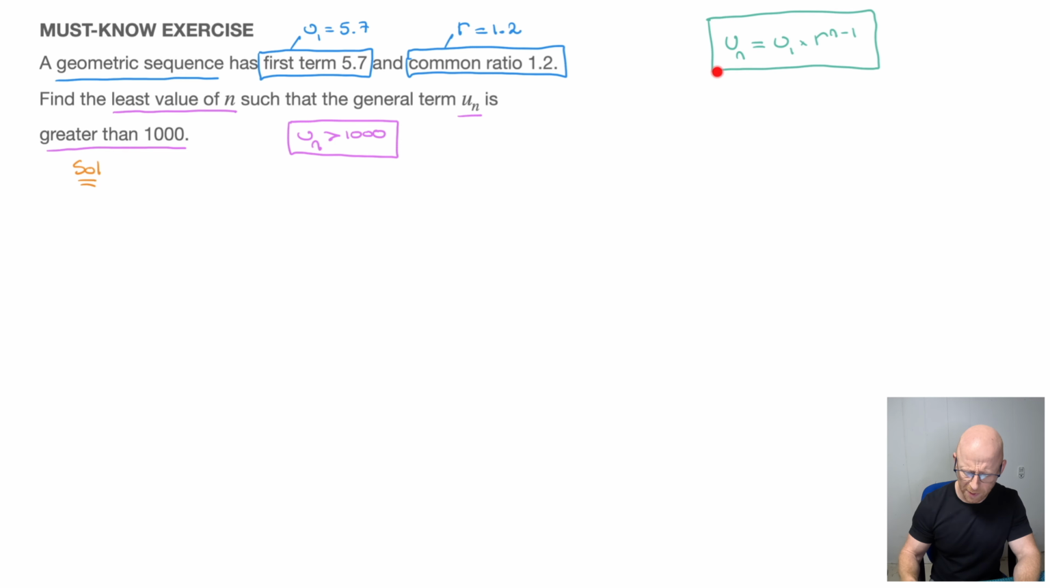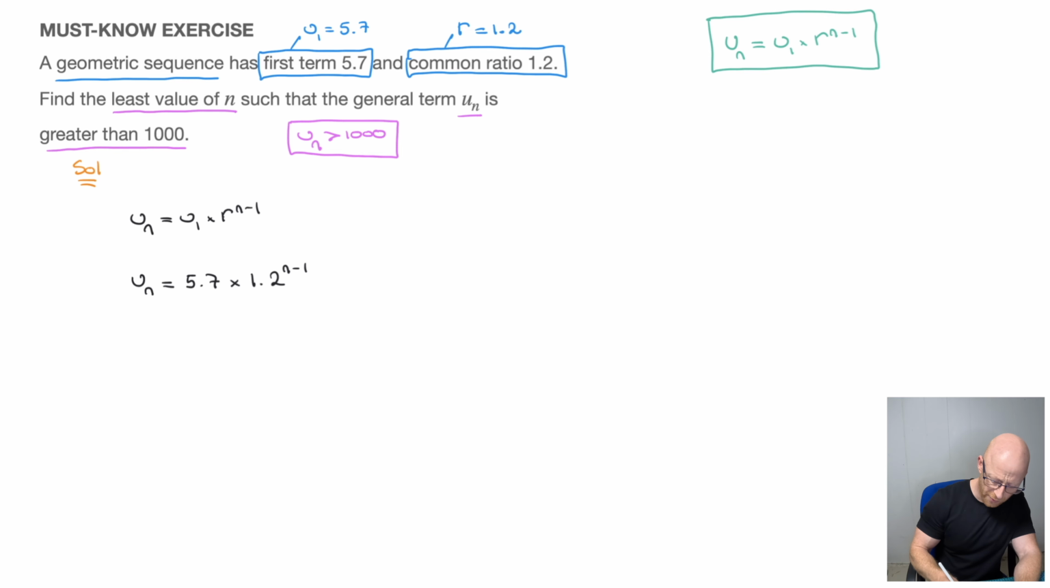That being said, I'll carry on. If I quickly make a copy of this formula down here, so that was the nth term of the sequence, which is equal to its first term, u sub 1, times its common ratio raised to the power of n minus 1. And if I make note of the fact that the first term, u sub 1, is 5.7, and the common ratio r is 1.2, then this formula for the nth term becomes u sub n equals 5.7 times 1.2 raised to the power of n minus 1. And as such, that's the formula for this geometric sequence's nth term, or general term.